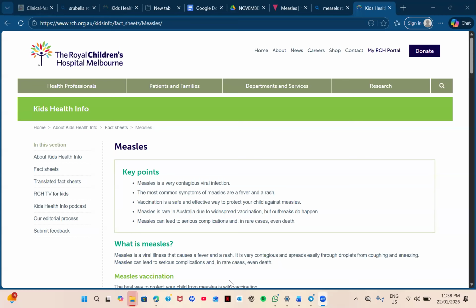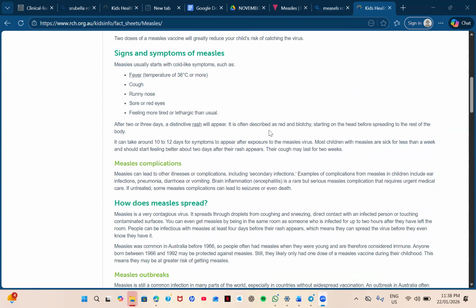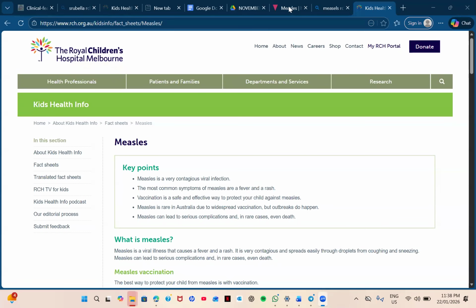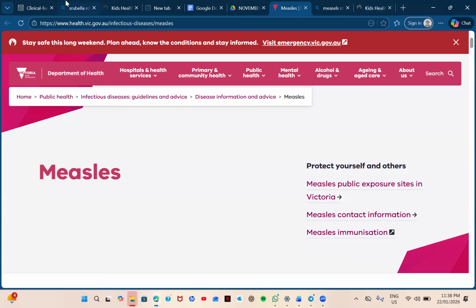So, what is measles? Is it a viral rash, right? Okay, so we have RCH, and it also has some points, and we have this one. Okay, the Victorian infectious disease guideline. It has a good explanation and everything in here.